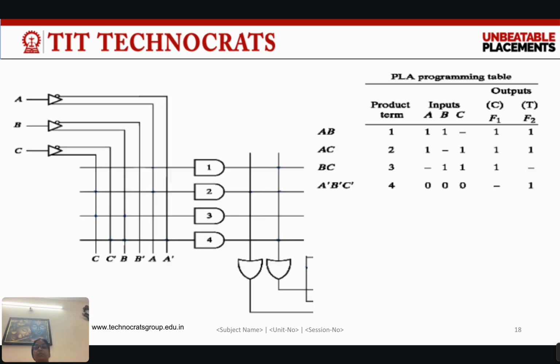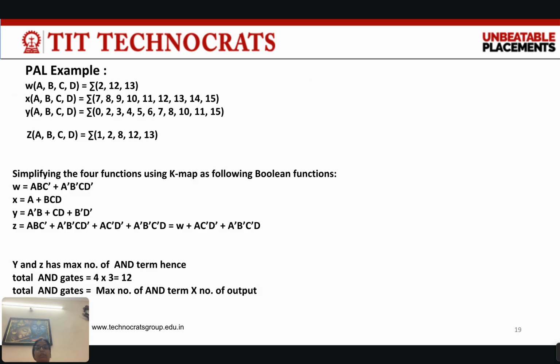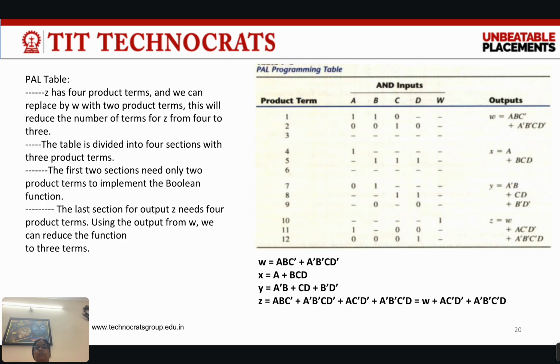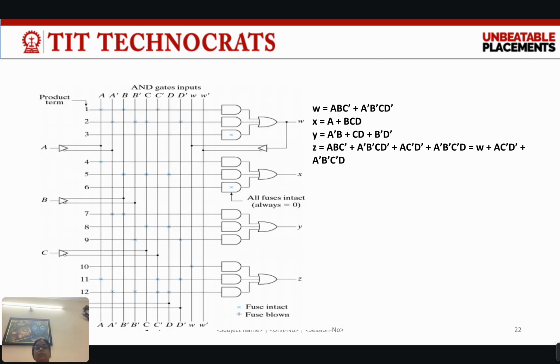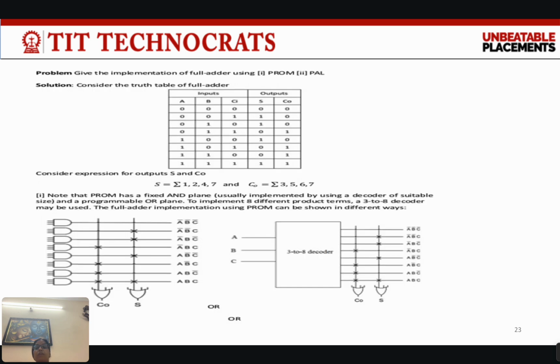Now this is the diagram of PLA. Here we have implemented the programming table with the help of the diagram. We have chosen 4 AND gates and 2 OR gates. So here we have programmed with the help of PLA. These are some of the examples which we can solve and implement.